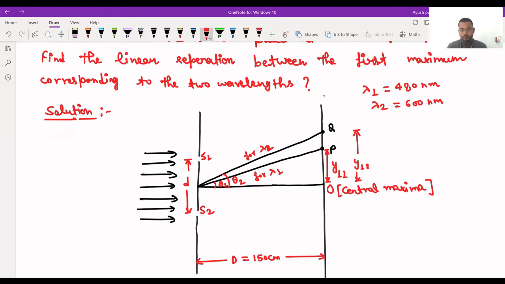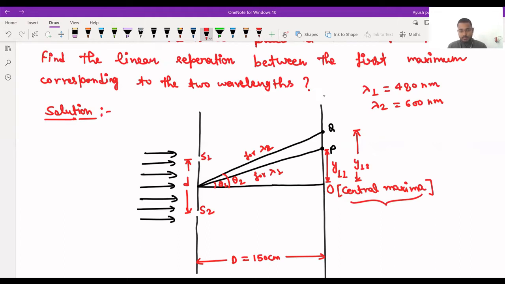Okay. So from the central maxima, I have considered that the distance of this point P from the central maxima is y11. Why y11? One is for first maxima and the second one is for lambda 1, because this is for lambda 1 wavelength. And here the distance of point Q from central maxima is y12. 1 is for the first maxima and 2 is for lambda 2, because this is corresponding to lambda 2. Okay, so these are two distances from the central maxima corresponding to wavelength lambda 1 and lambda 2.